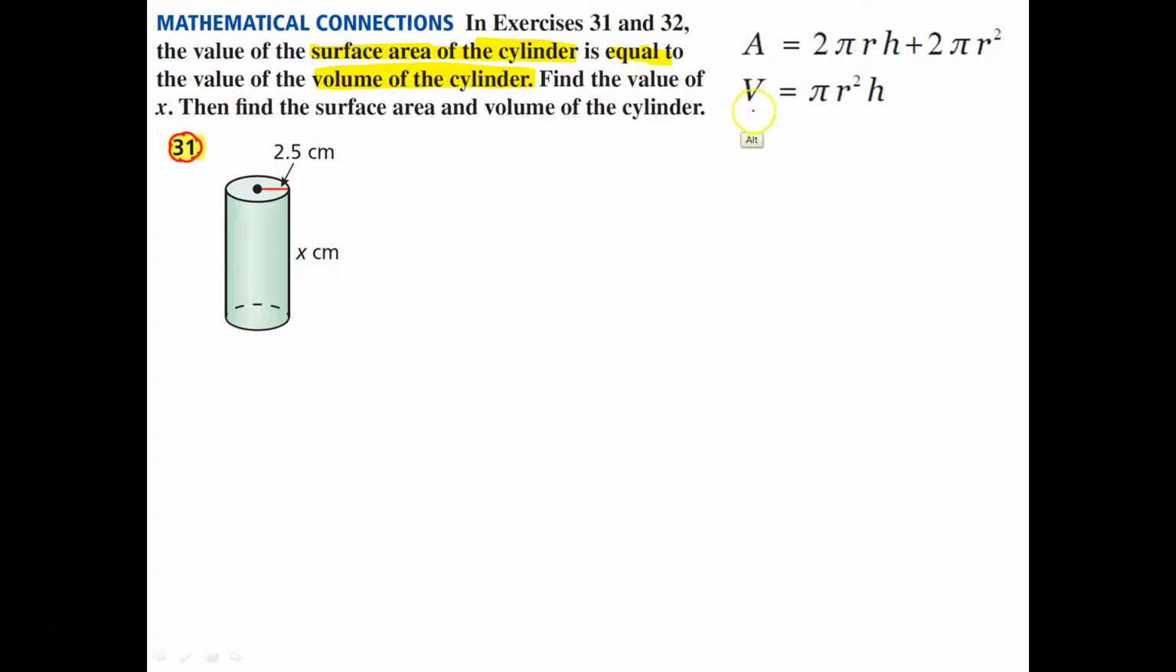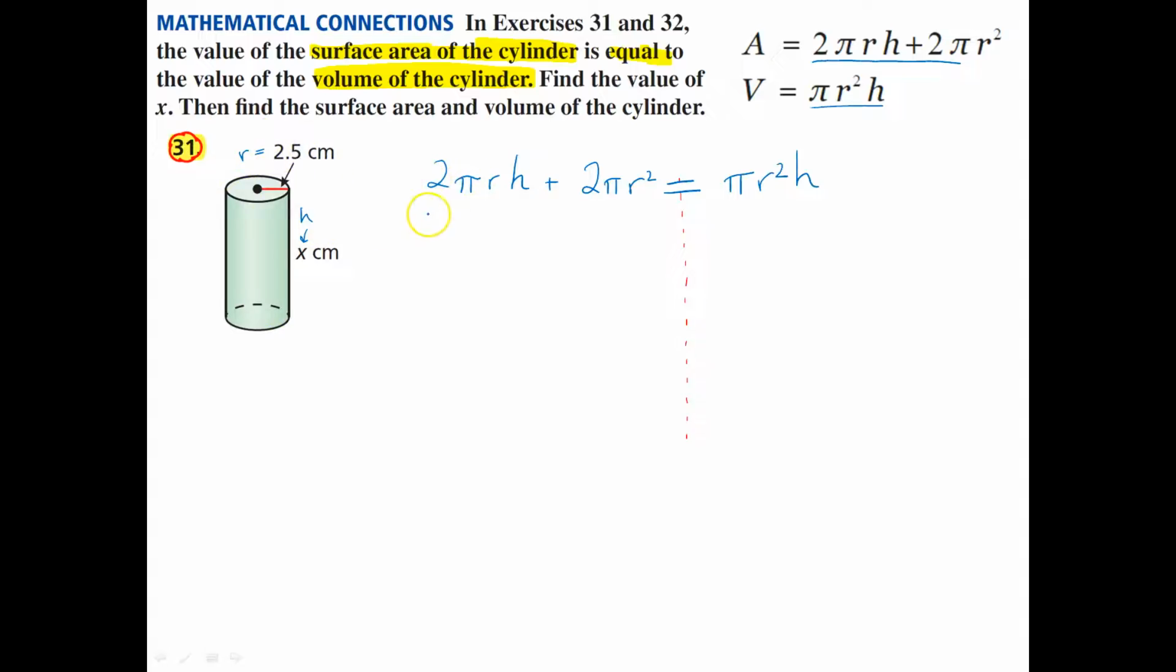So if the area is equal to the volume, then we just set this equal to this, and that's what we've got here. Now, the radius is 2.5 centimeters, and the height is x. So we're going to substitute in those things that we know.